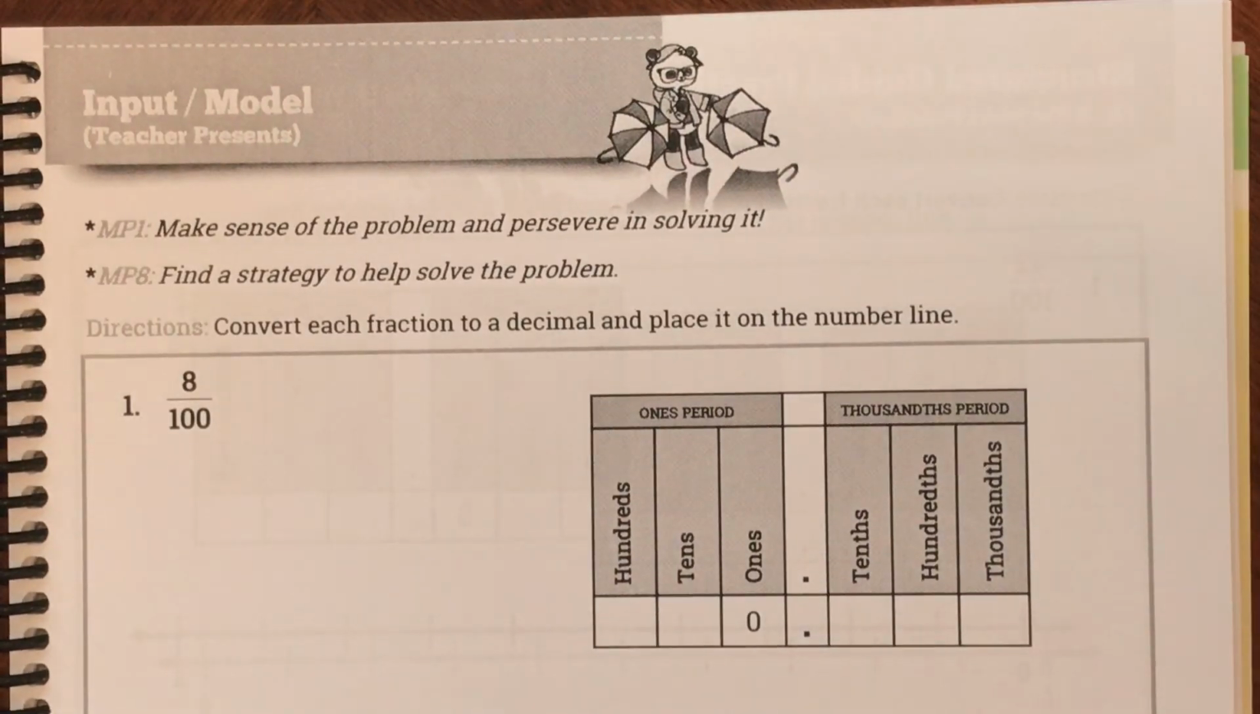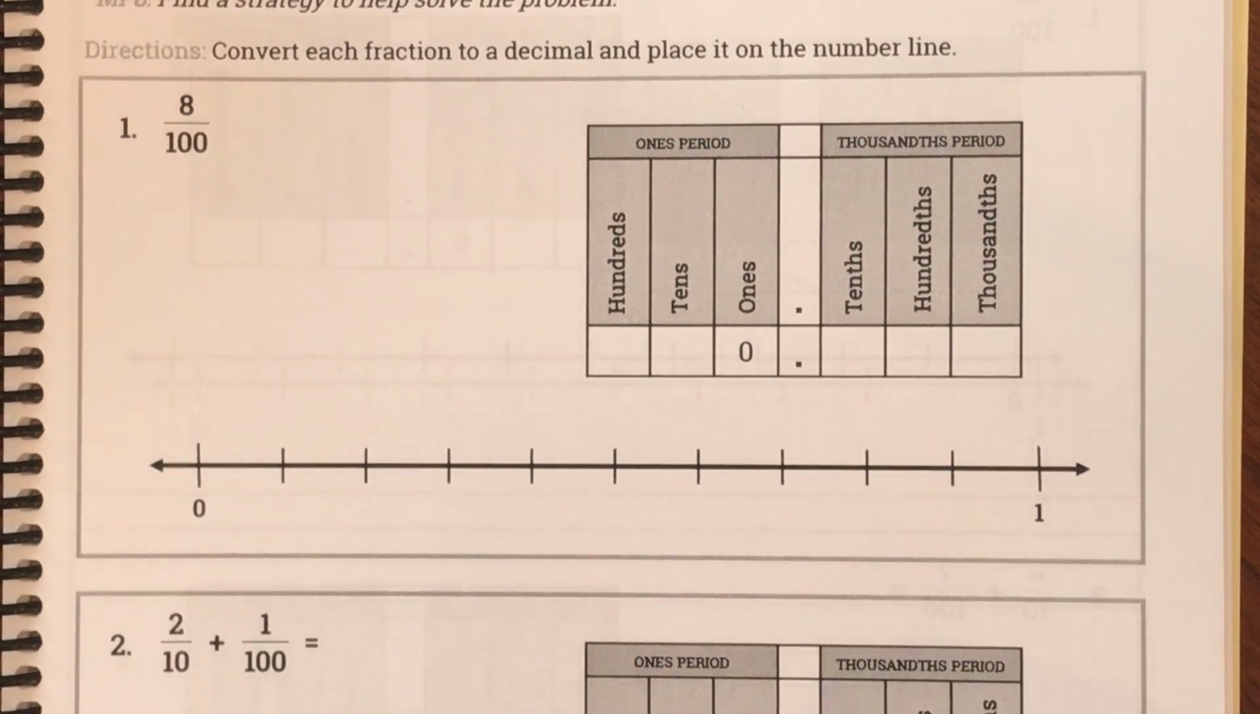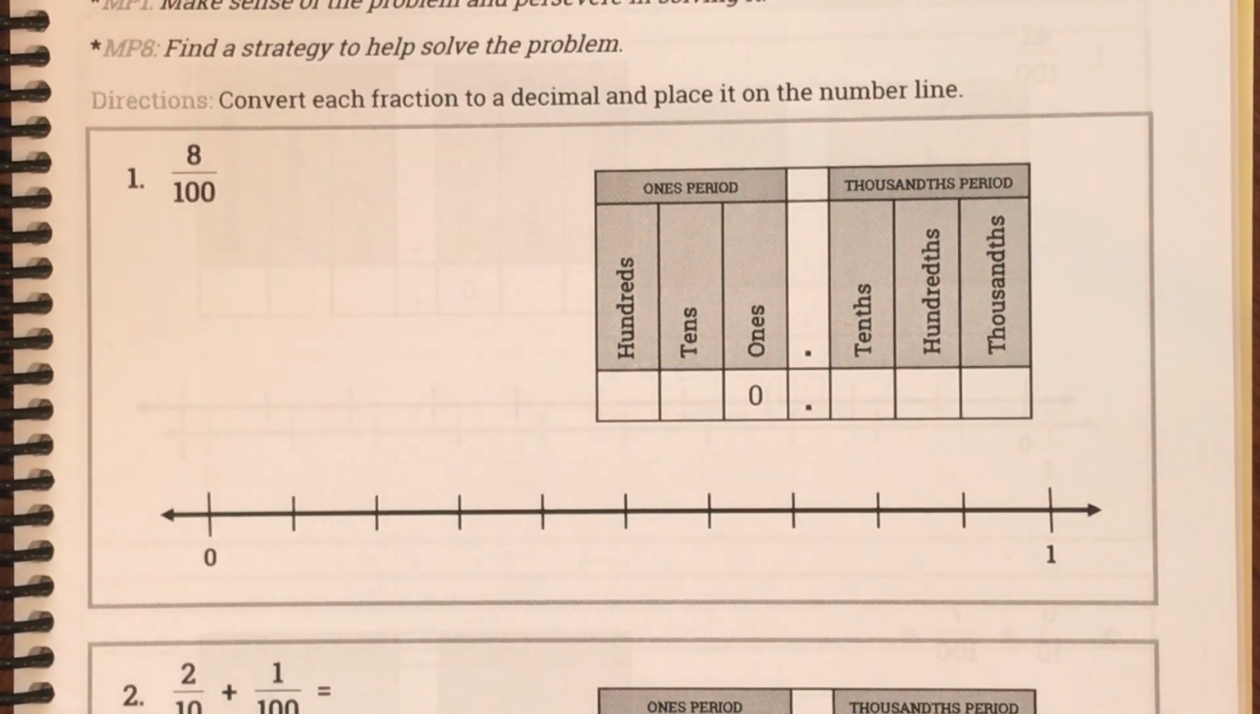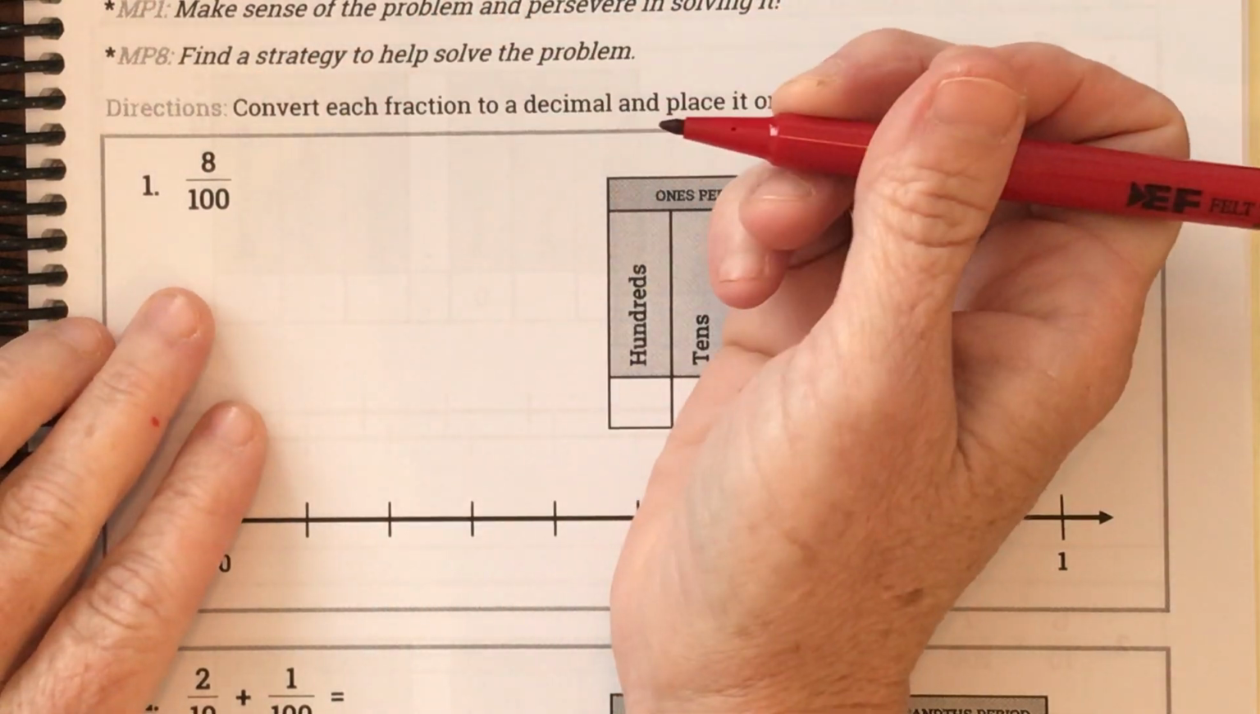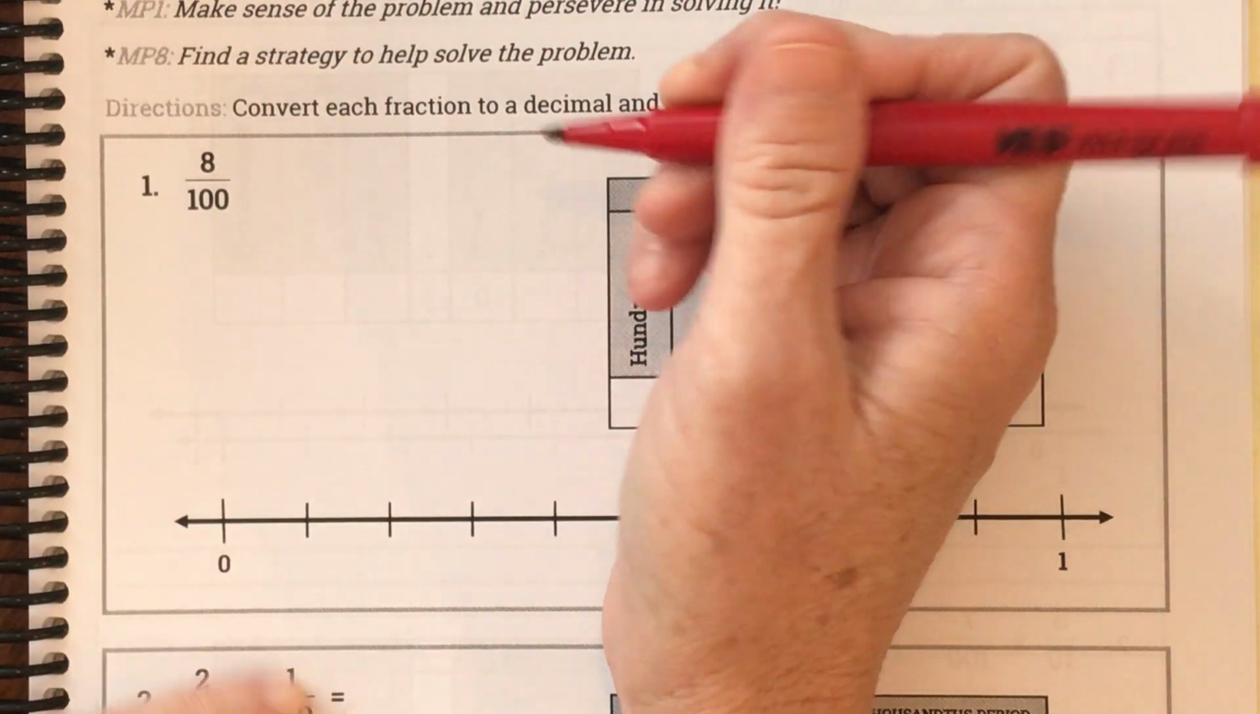Okay, so I'm going to get started right here. Here is my first one. Okay, so my first one says 8 hundredths. Okay, and step 1 says decompose the fraction. So I want to break up this fraction into tenths and hundredths. Now here's the problem with this one. Can I break this 8 up? Can I decompose it? I can't.